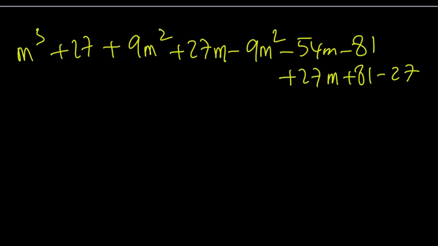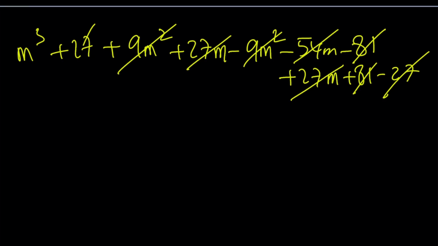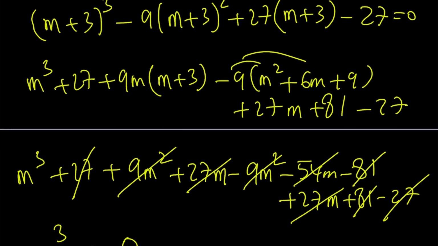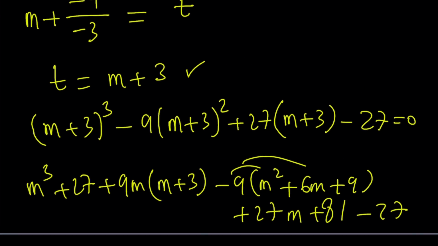You'll be surprised with this, because 9m squared cancels out. 27m plus 27m is 54m. That cancels out. 81 and -81 cancel out. And 27 and -27 cancel out. And you end up with m cubed equals 0. Wow. That was really cool, wasn't it? Okay, you weren't expecting this, right? This is like the dream scenario with the cubic formula. Obviously, this is not going to happen 99.99% of the time.